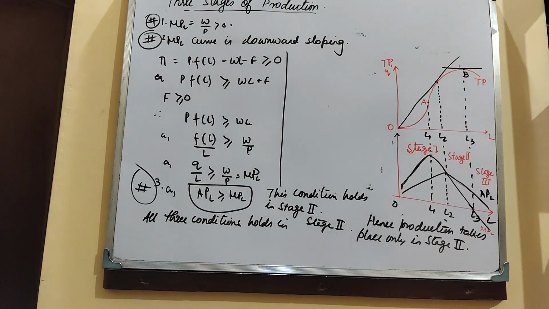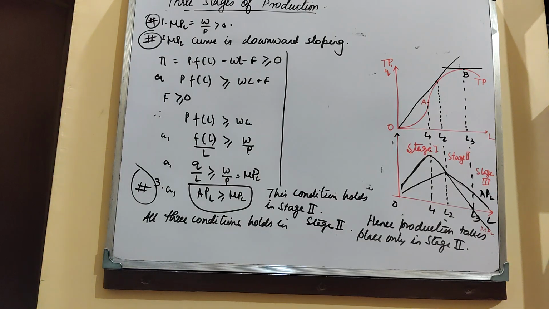We have discussed three stages of production: stage 1, stage 2, stage 3. In stage 1, the APL curve is upward sloping, and the MPL curve is upward sloping as well as downward sloping. In stage 2, both APL and MPL curves are downward sloping, but APL is greater than MPL and MPL is positive. In stage 3, both APL and MPL are downward sloping, APL is greater than MPL, but MPL is less than 0.